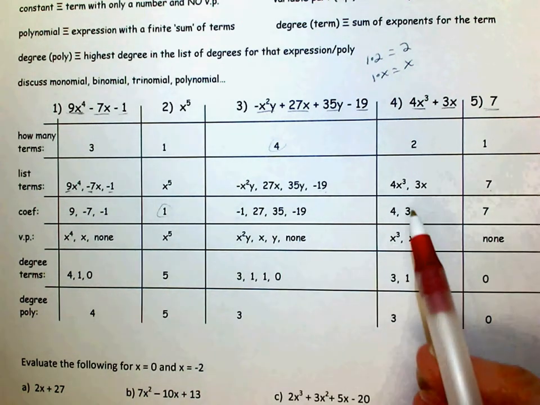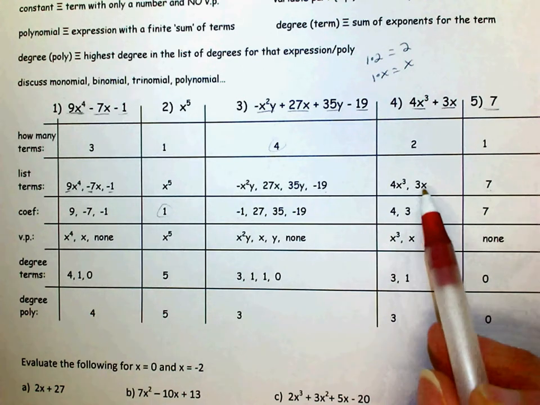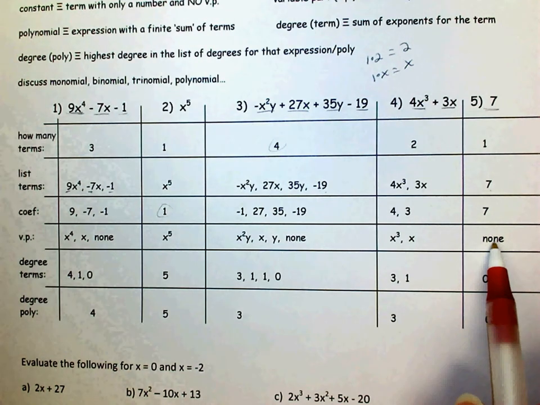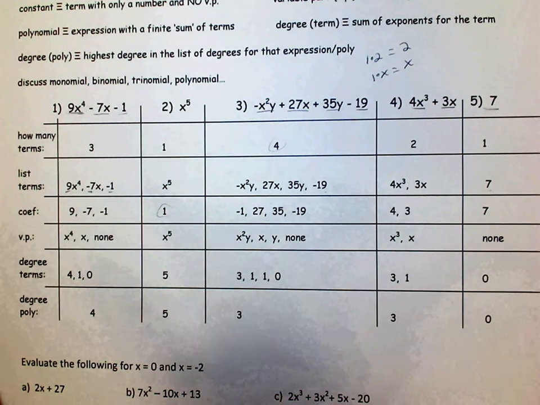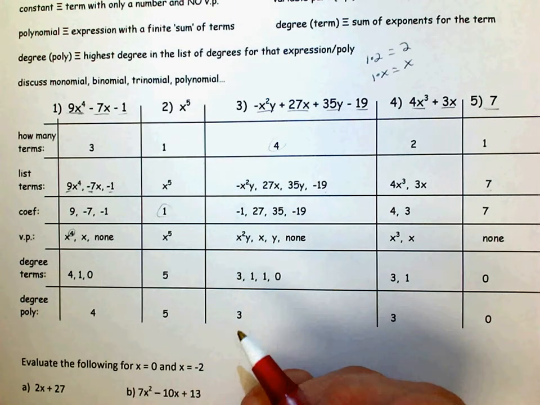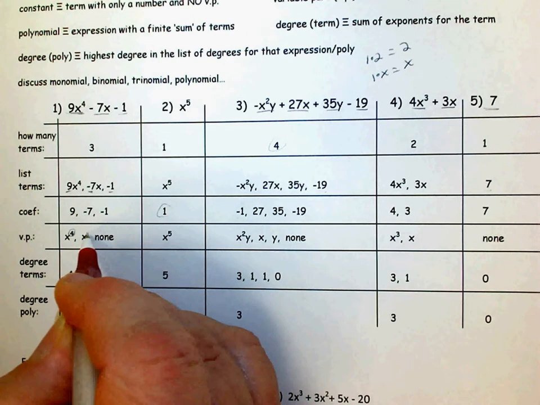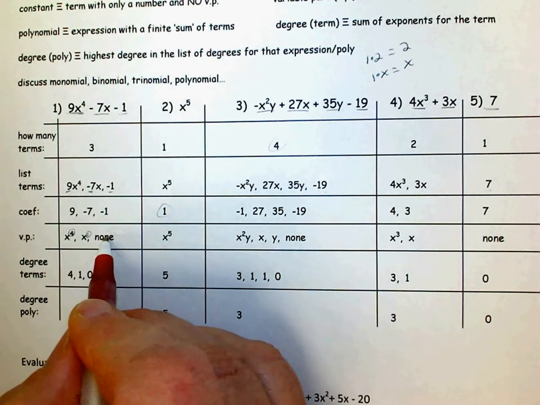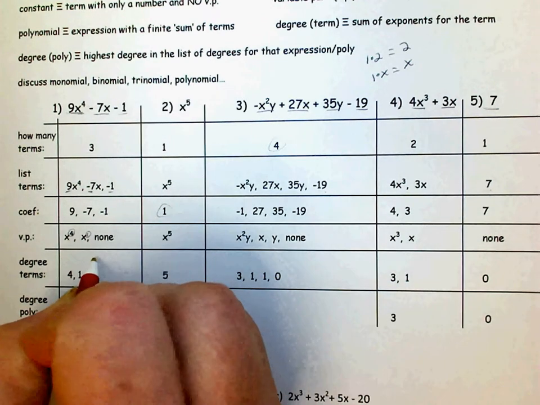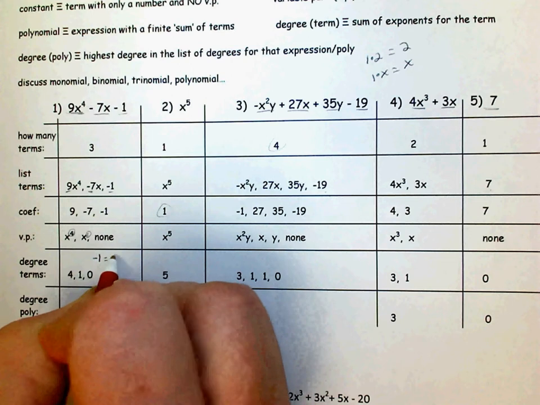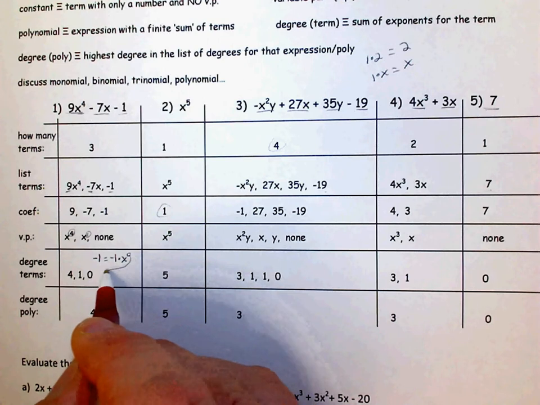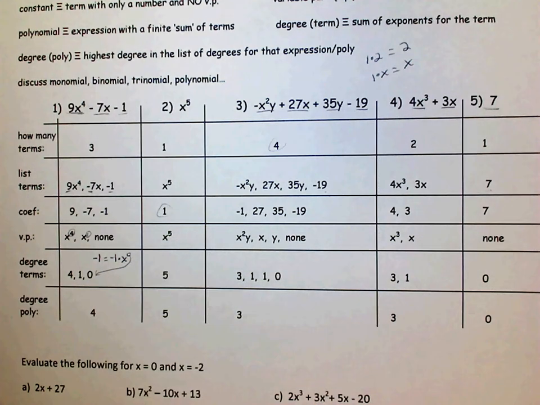And then for 4x cubed is x cubed. 3x is x. And for a constant, it doesn't have a variable part. Now, the degree, okay, that degree is 4. That degree is 1. Since this doesn't have a variable part, technically, negative 1 is the same thing as negative 1 times x to the 0. So therefore, a constant has a degree of 0.